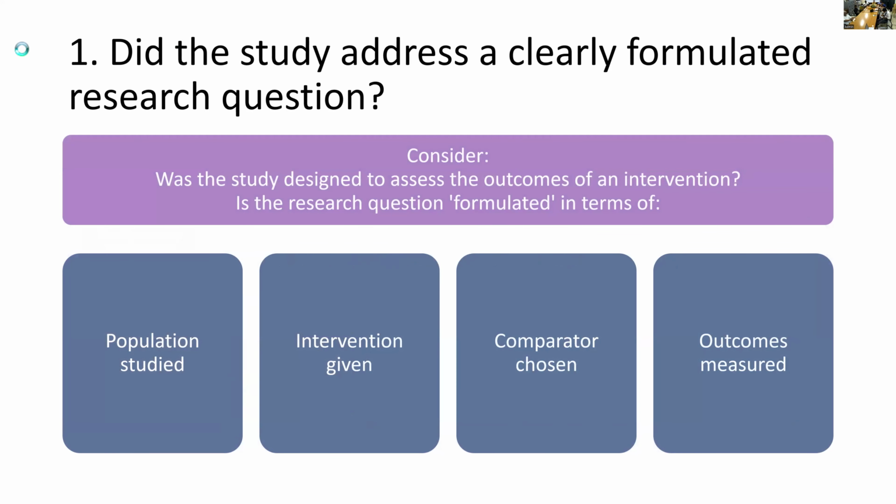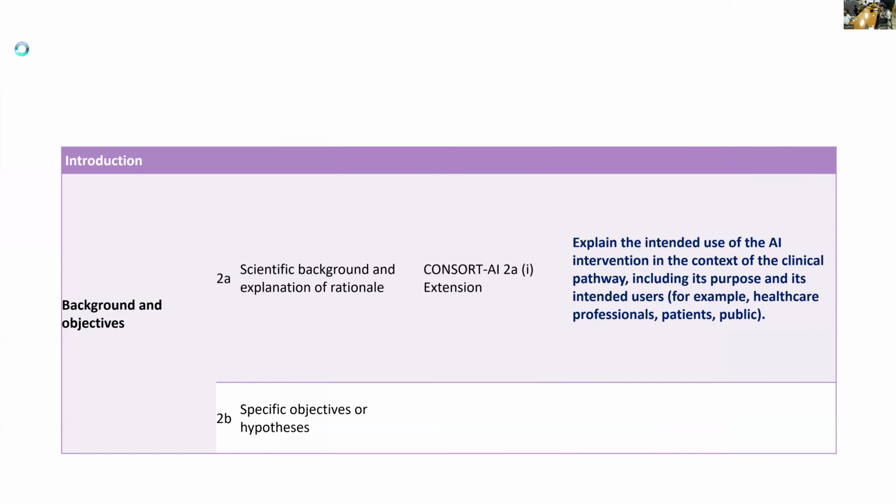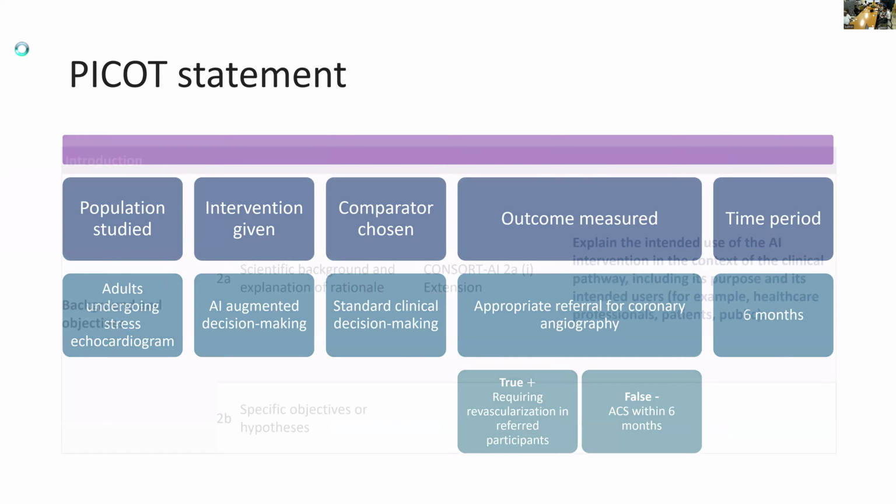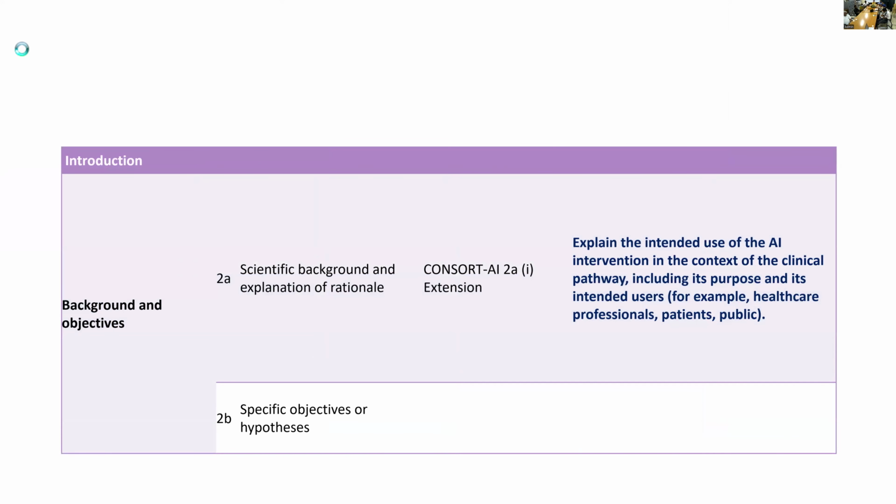So the first CASP question here is, did the study address a clearly formulated research question? And the corresponding CONSORT checklist questions are these, which is about the introduction and the scientific background. This part also asks us to explain the intended use of the AI intervention. What exactly are we going to do with the AI? So the authors stated what they are going to do with the AI in this pathway.